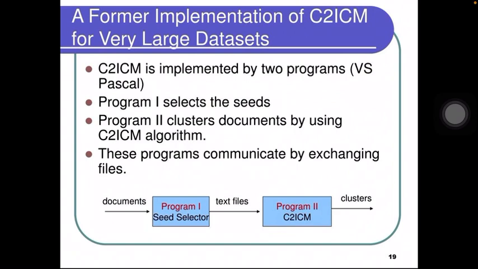A former implementation of C2ICM for very large datasets. C2ICM is implemented by two programs written in Pascal. Program 1 selects the seeds. Program 2 clusters documents by using the C3M algorithm. These programs communicate by exchanging files: documents, seed selector, text files, program to C2ICM clusters.